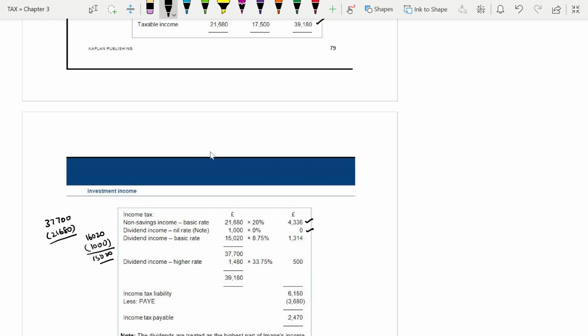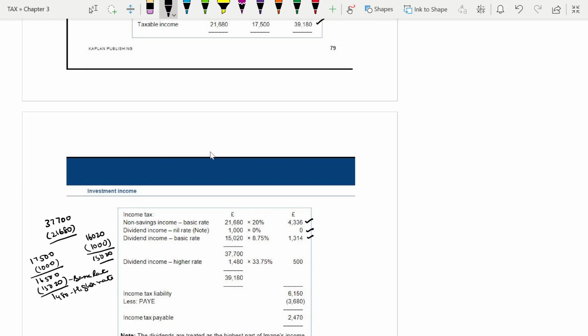That is the reason they have charged how much? 8.75. Now, how much is the dividend income? 17,500. They got a 1,000 exemption. It comes to 16,500. 15,020 at the basic rate. How much is still left over? 16,500 minus 15,020 comes to 1,480. 1,480 will be at a higher rate.